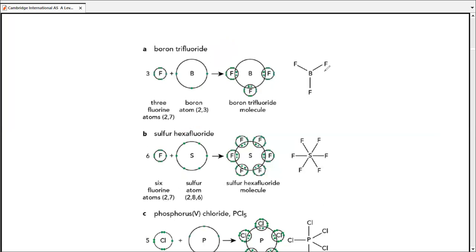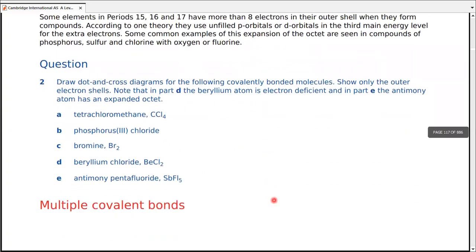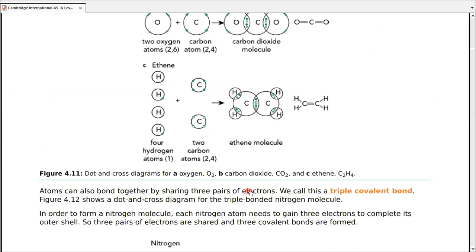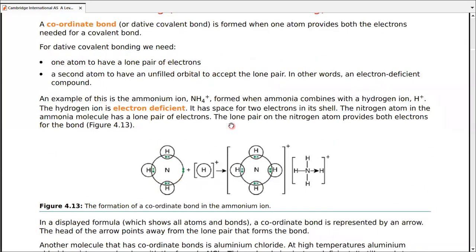A very good example was boron trifluoride. Since boron only had three electrons in its outermost shell, it belongs to group 13. Even after having three covalent bonds, it only had six electrons and its octet was not complete. We call them electron deficient. So these kinds of molecules or ions or species are pretty good since they will easily form a coordinate bond.